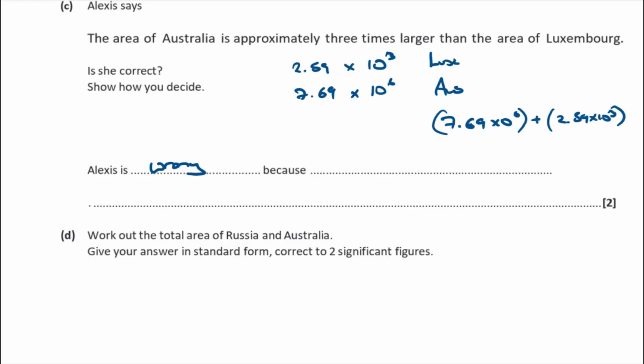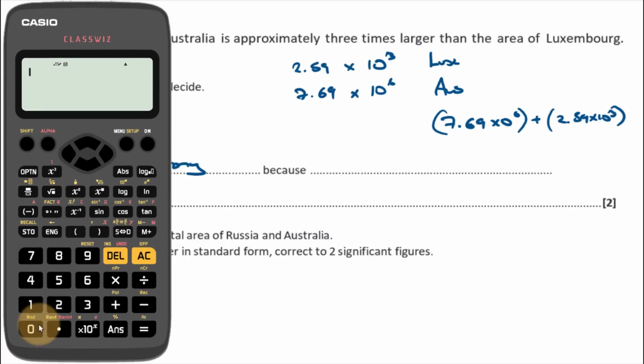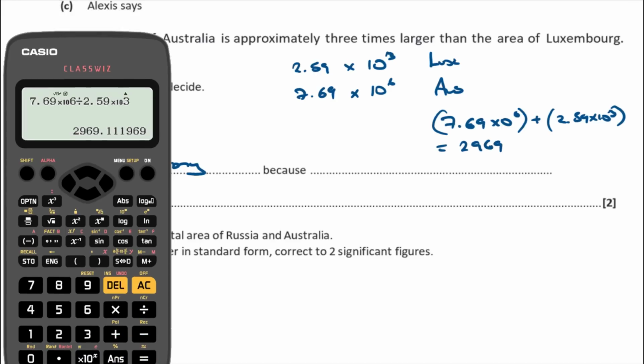So when I type in the Australia one, I'm going to type in the mantissa part, 7.69, and then I'm just going to press that key there once. That's going to give me the times 10, and then I'm going to put in the power, which is 6. So 7.69 times 10 to the 6, divide by the second mantissa, which is 2.59, and then I'm going to press that 10 to the x button again, and I'm going to put in the power, which is 3. Okay, and that comes out to be 2969 and change.